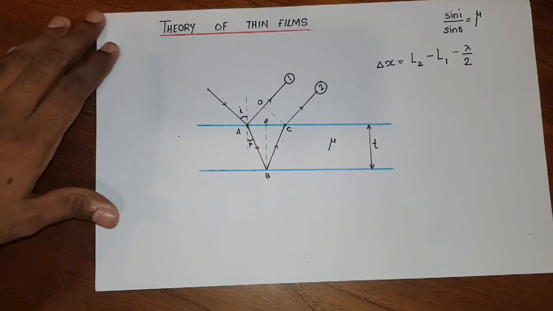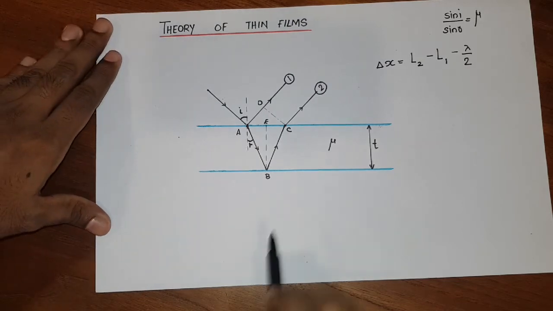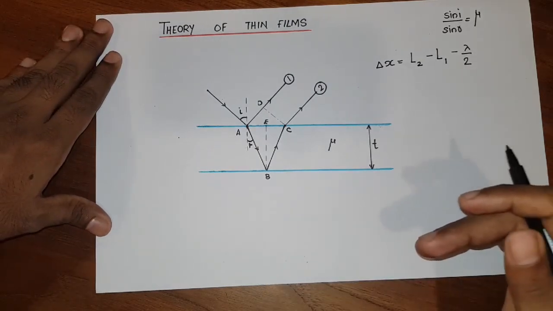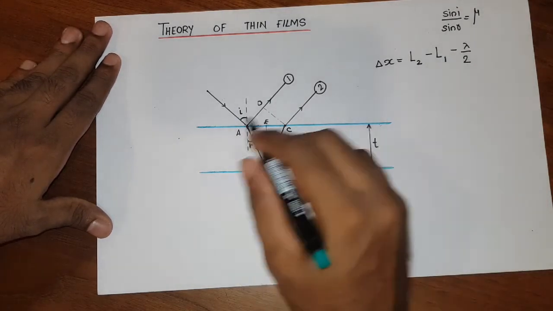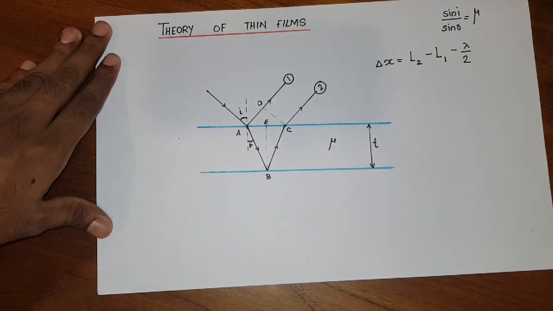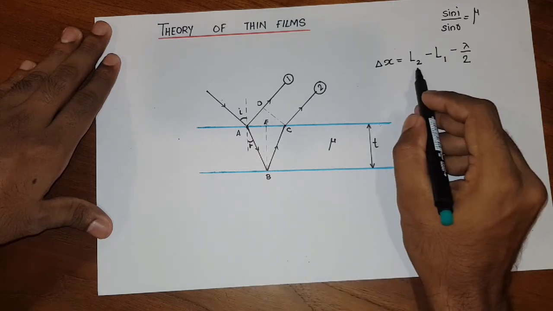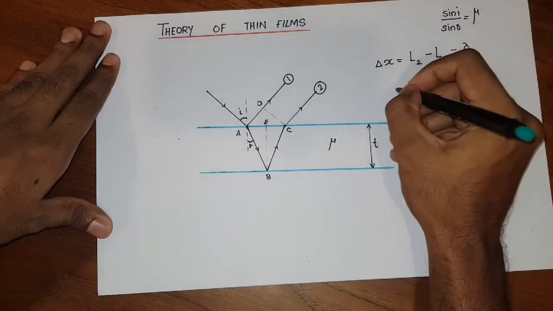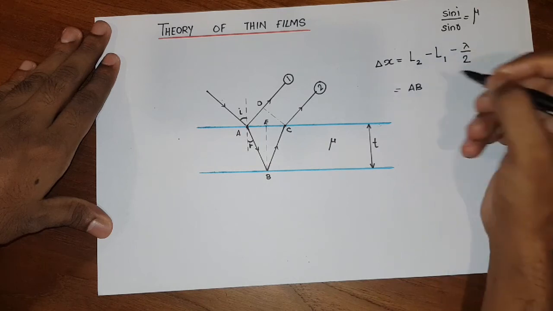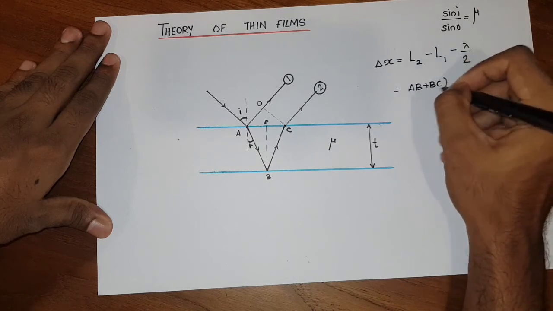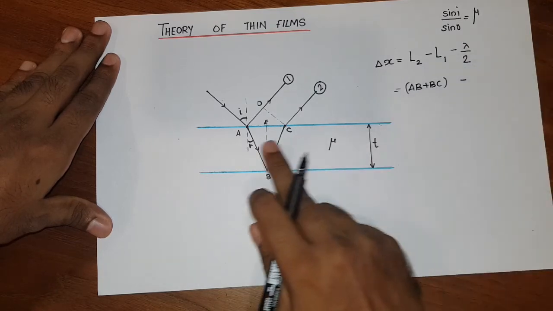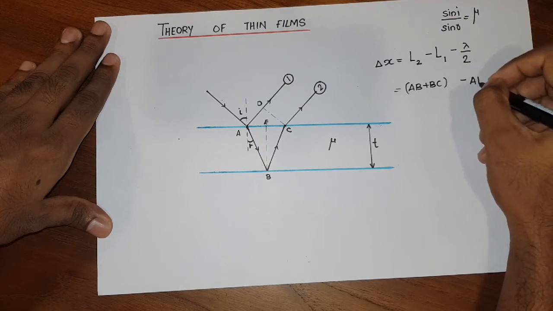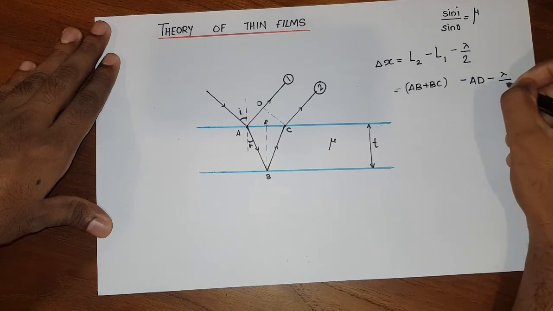So before going into that, I guess instead of doing it in the middle of the derivation, let's just look into some geometrical relationships in the figure. And why I need to do that is, this L2 is nothing but the path traveled by the second wave, that will be equal to AB plus BC. And L1 is the path traveled by the first wave, and that is AD minus lambda by 2.